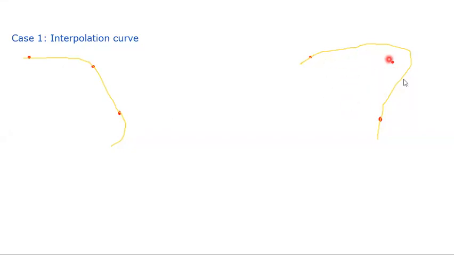This is case 2. I'm going to write down case 2. This type of curve, whatever the case 2 curve, is called an approximation curve. So there are two types of curves now: one is the interpolation curve, and one more is the approximation curve.